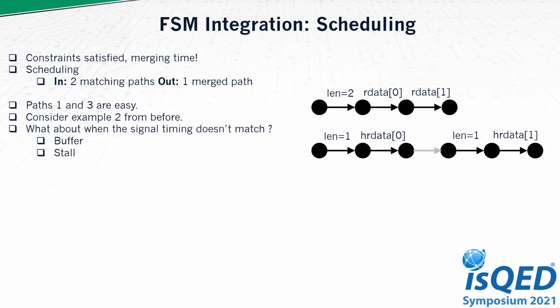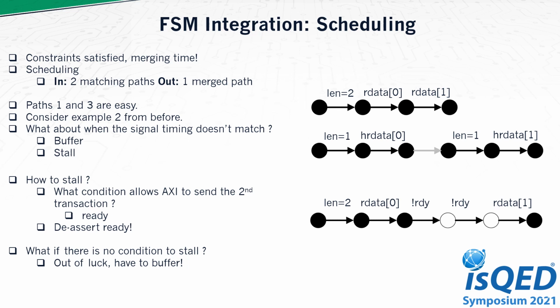Looking at this figure, we can either buffer transactions from AXI to AHB and allow AXI to send freely, or we can stall transactions such that the timing lines up between the 2 protocols. Although this is a small example, buffering large bursts can be expensive, and sometimes it is preferable to stall to minimize area. But how can we stall? Consider what condition allows AXI to send the second transaction, the ready signal.